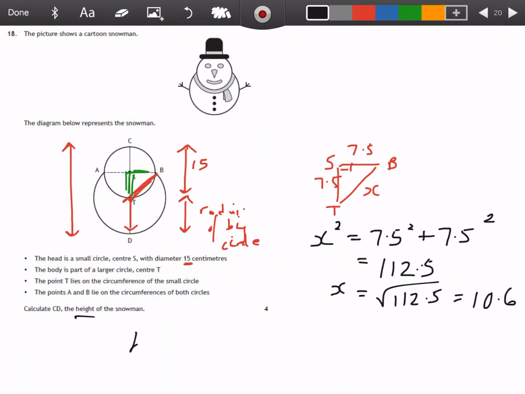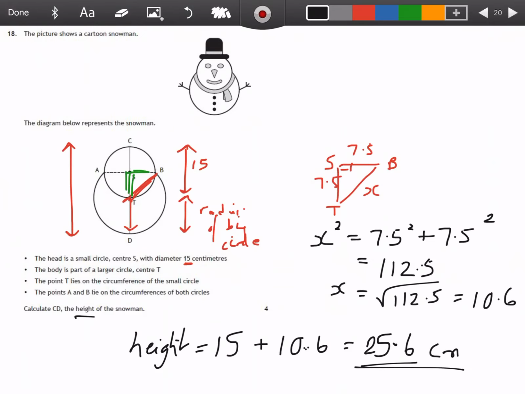So the height of the snowman, therefore, as I mentioned at the very beginning, it's the 15, the height of the wee circle at the top, the total diameter, add on the radius of the bottom one, which is 10.6. Total, approximately, we'll say 25.6. And we should give in the units. I'm pretty sure these are centimetres, yes. And it doesn't mention anything about rounding, so that will do. I'm pretty sure that's finished. Yes. Right, best of luck.